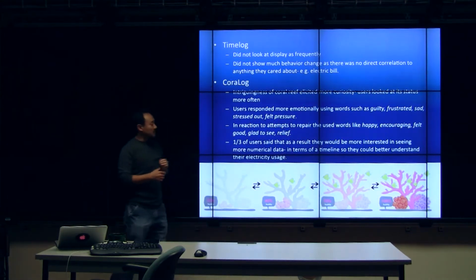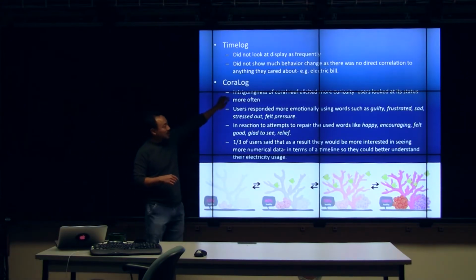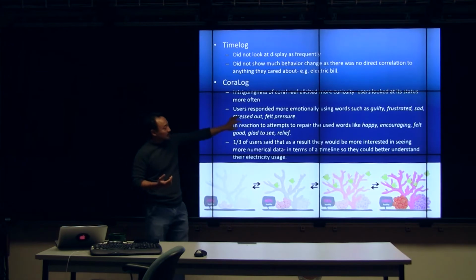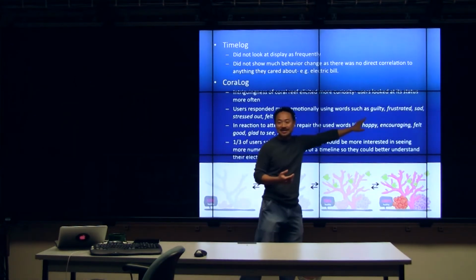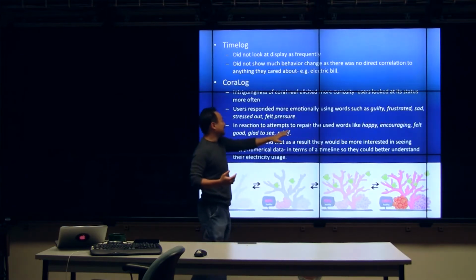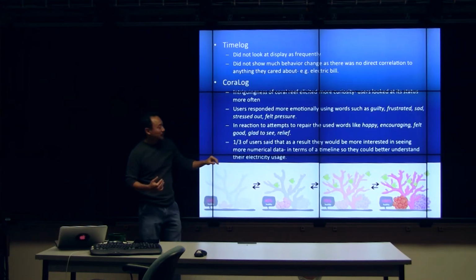Whereas with the Coralog, they found that people kind of liked the novelty of it, and they kept looking at it. It's like, is it doing better now? Is it doing better now? Right? And when they were surveyed, they used words like, well, I felt guilty that it was dying, or frustrated that I couldn't get it to come back, right? Or sad. I felt pressure that I had to keep it alive, right? And then when they were trying to repair it, they had words like, I was really happy, I was really encouraged, right?